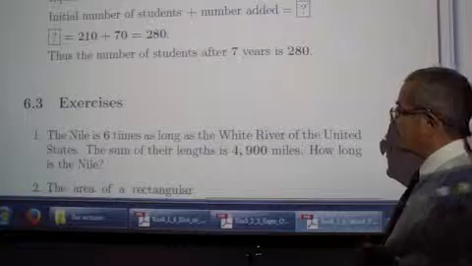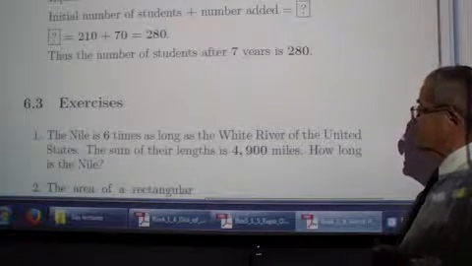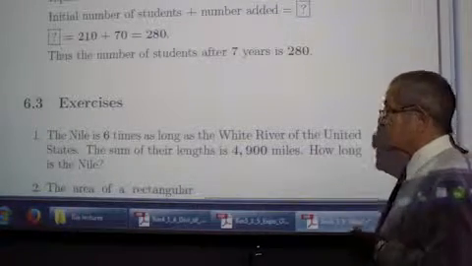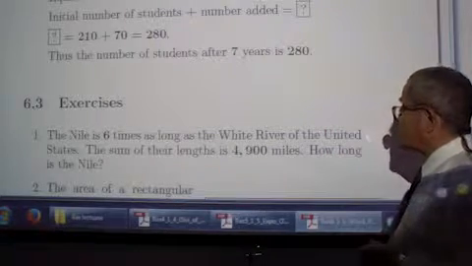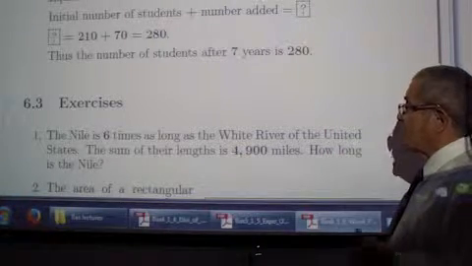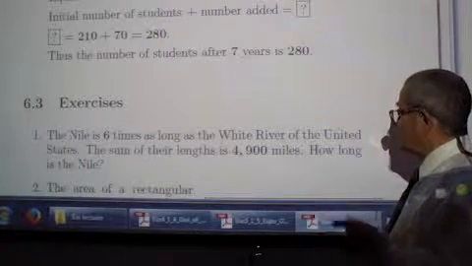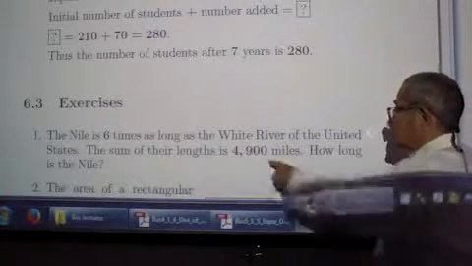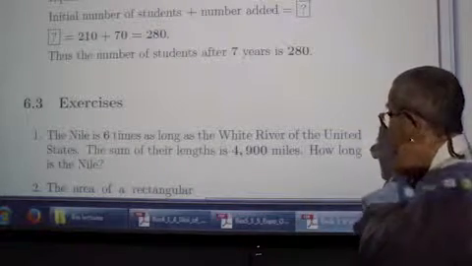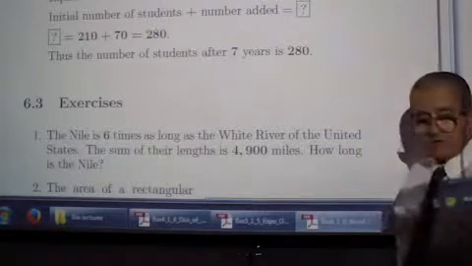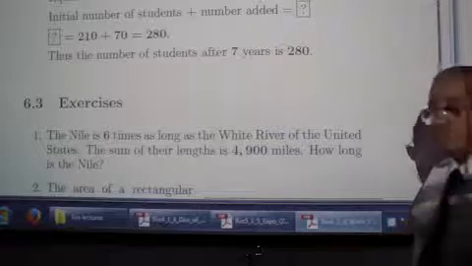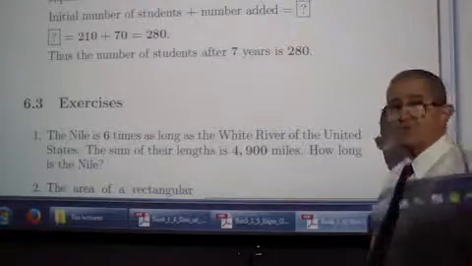So you have a Nile that is very long. It's 6 times as long as the White River. The White River is a lot shorter than the Nile. And if you add how many miles the Nile is to the number of miles for the White River, the total is 4,900. Can you dig that out? What's the first thing you should do?